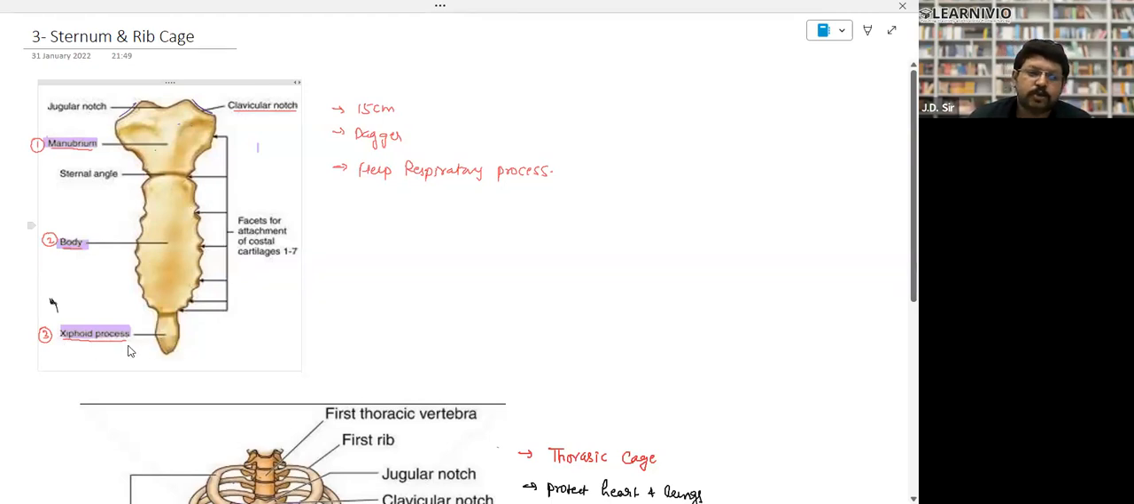So basically, the sternum is made up of 3 parts: manubrium, body, and xiphoid process, right? And this is 15 centimeters long. It's a dagger-like structure. And what is its function? It helps in the respiratory process, right?